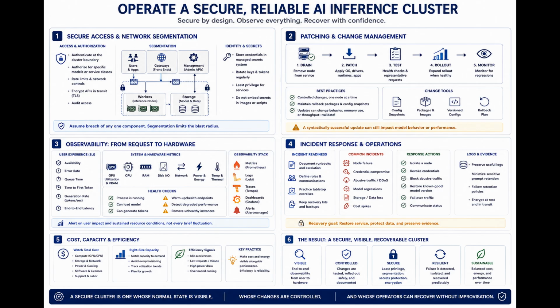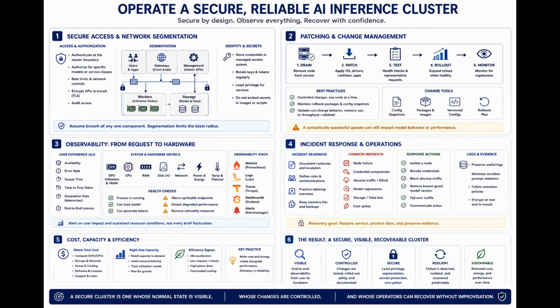Monitor from the request down to the hardware. Track availability, error rates, queue time, time to first token, generation rate, and end-to-end latency. Correlate those signals with GPU utilization, VRAM, CPU, RAM, disk, network, power, temperature, and throttling. Health checks should detect not merely whether a process is running but whether it can actually answer a model request. Alert on user impact and sustained resource conditions rather than every brief fluctuation.